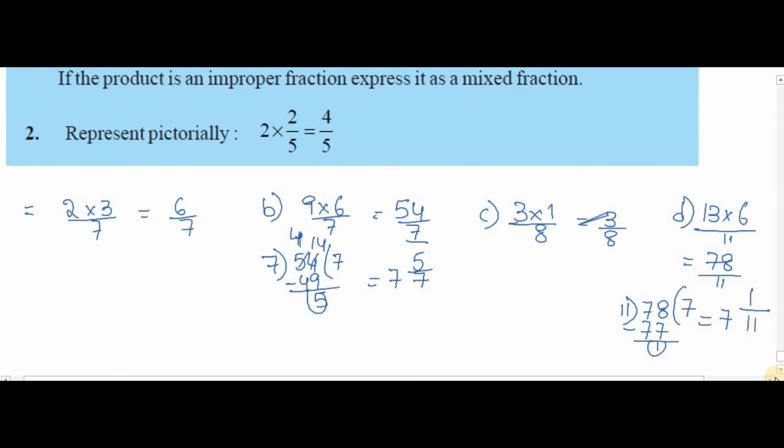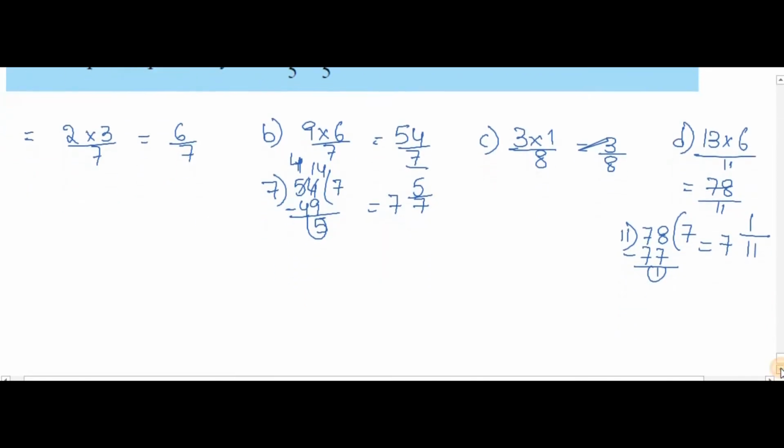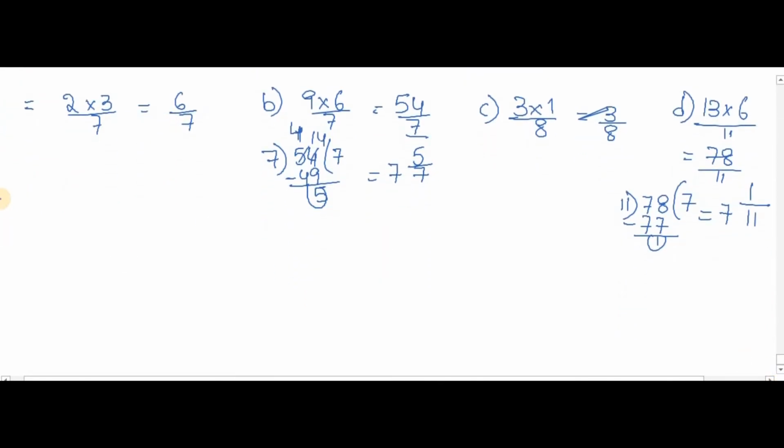Now represent it pictorially. So how to represent this pictorially? He has given that 2 into 2 by 5 is equal to 4 by 5. So we can consider it like this: 1 by 5 plus 1 by 5 plus 1 by 5 plus 1 by 5. Right? So we can consider it in this way, 4 ones.